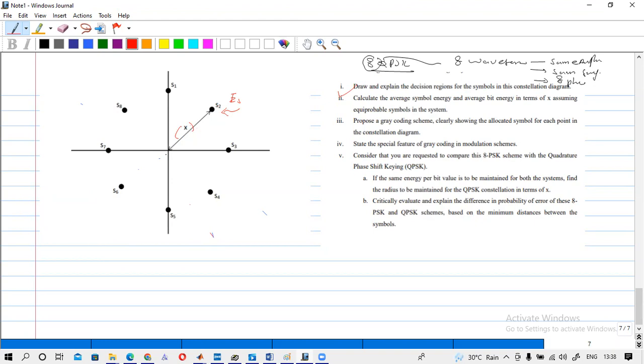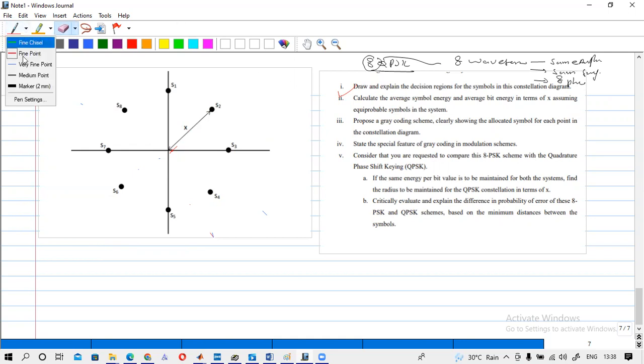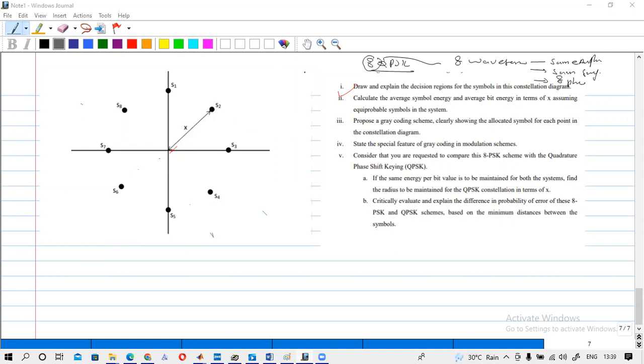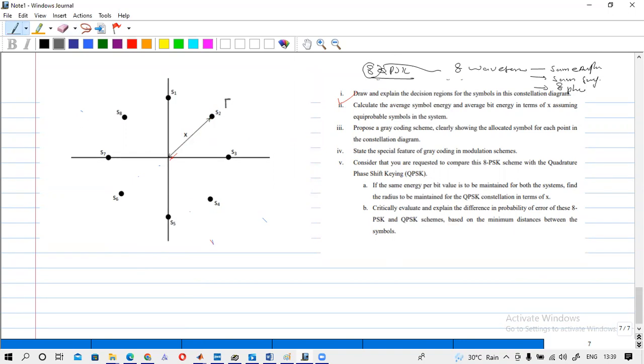You can see that this x is the distance from here to here. So what does this refer to? This is the amplitude. So x is the amplitude of the waveform. Then what is the energy? Very simple. Yes, it is x square. So one symbol energy will be x square. That is very easy.